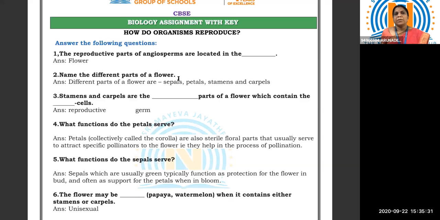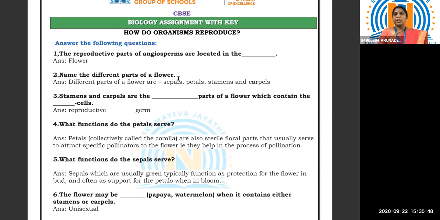The first question is, the reproductive parts of angiosperms are located in the dash. So the reproductive parts of angiosperms are located in the flower, right? The flower is the reproductive part of a plant. So the reproductive parts of angiosperms are located in the flower.